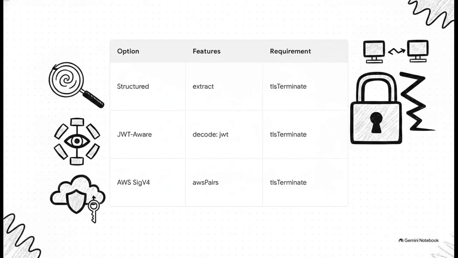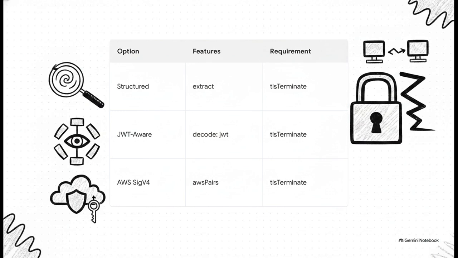And your environment variables just got some highly expressive options. Whether you need structured extraction, like precise regex-style extraction of secrets, or the ability to peer inside and mask specific JSON web tokens, or even secure AWS credential re-signing, it's all right here.